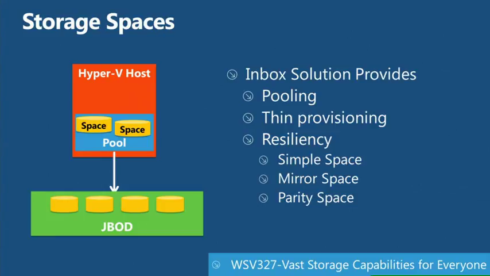And the last attribute is pretty key. So you could set up a space to have a resiliency attribute. You could think about it as a simple space, which allows you to stripe the data across multiple disks. You could think about a mirrored space, which allows you to create a two-way or a three-way mirror, or a parity disk. You just created a parity system.